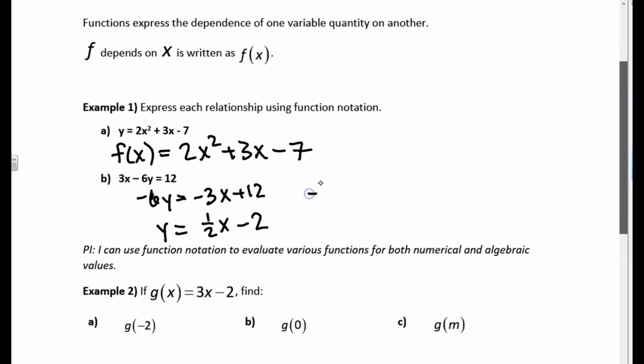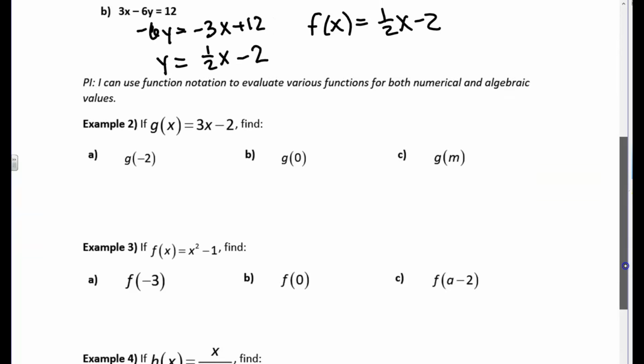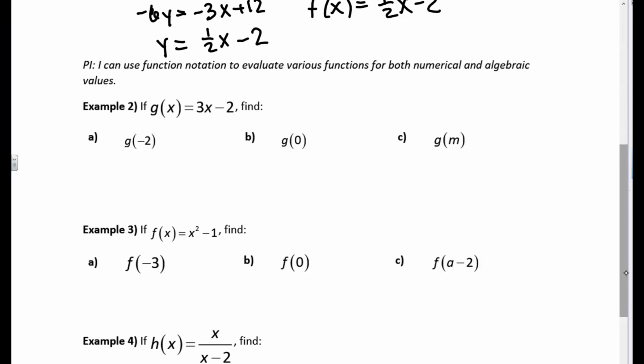Then I replace the y with f of x. So we'd say f of x equals 1/2 x minus 2 is my function notation. If we want to evaluate a function, all we do, if we ask for g of -2, that means take the -2 and put it in place of the x's.